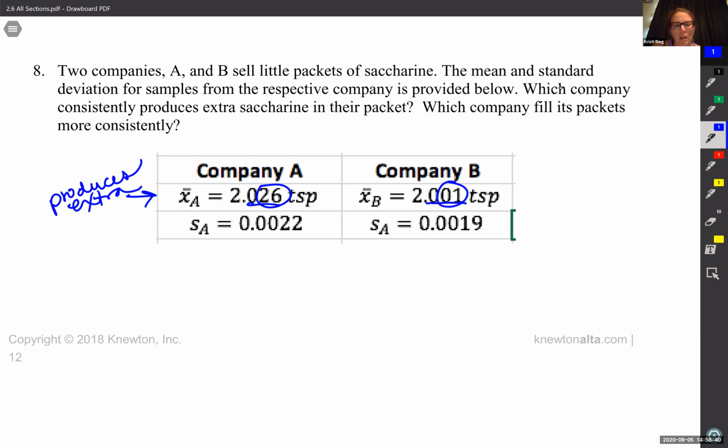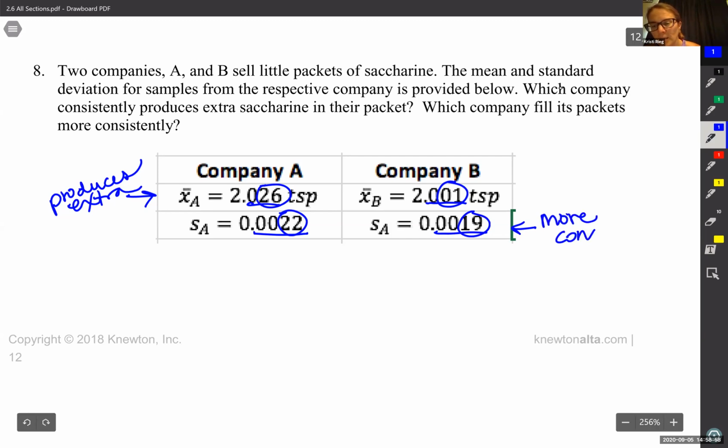All right, which company fills its packets more consistently? So here we're comparing that 22 to the 19, and this one has less variety. It has that smaller number, so this one is more consistent.